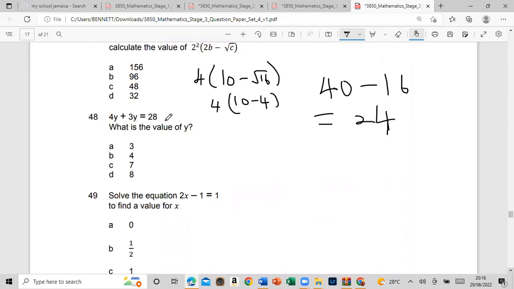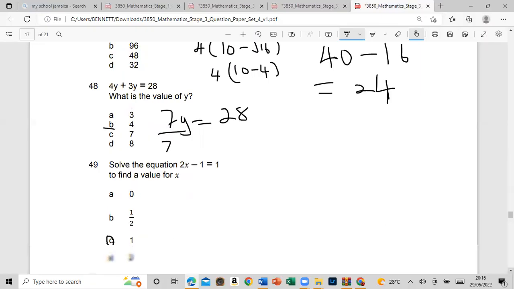Alright, coming on time. 4y plus that will be 7y equals 28. Add both of them. Divide by 7. So that's 4. Now solve the equation 2x minus 1 equals 1. Carry 1 over here, so we get 2. So x is equal to 1.